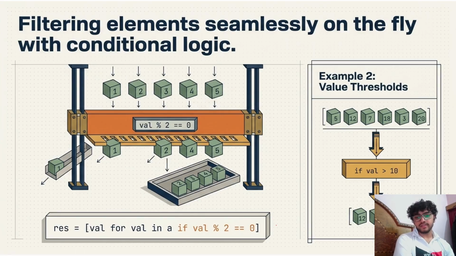Now, as I just told, for even numbers, here is the code that is written: value for value in A if value modulus 2 double equals to 0.